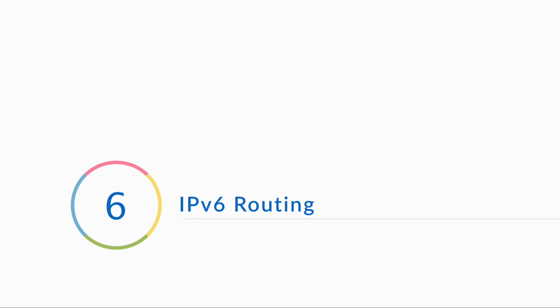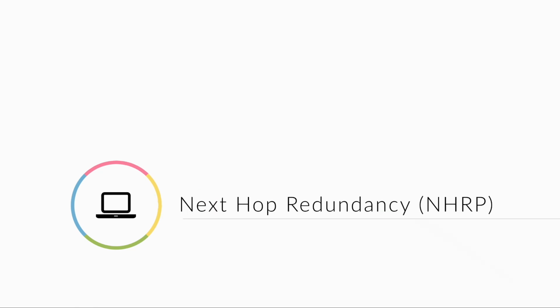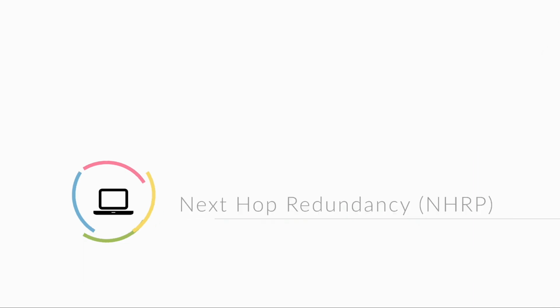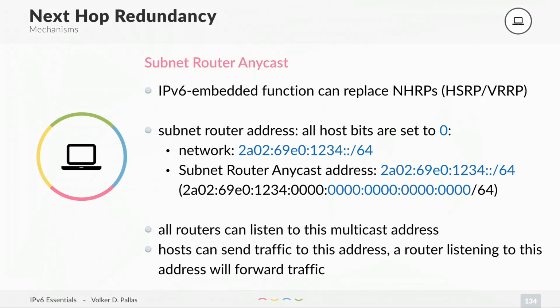IPv6 routing, one of my favorite topics. Let's start with the Next Hop Redundancy Protocols, NHRPs. You probably know them. There is a new one we will discuss first. It's called Subnet Router Anycast.